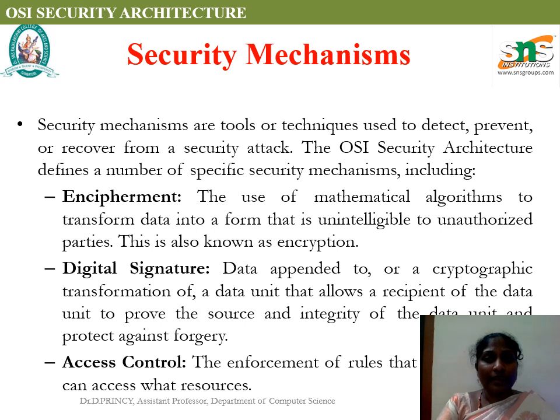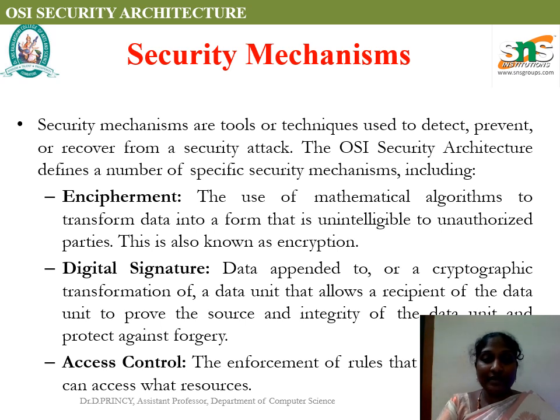Encipherment is a security mechanism. It uses a mathematical algorithm to transform the data into a form that is unintelligible to unauthorized parties. It is similar to the encryption process. The second one is digital signatures. A digital signature is used to verify the integrity of the source and recipient. The third mechanism is access control.